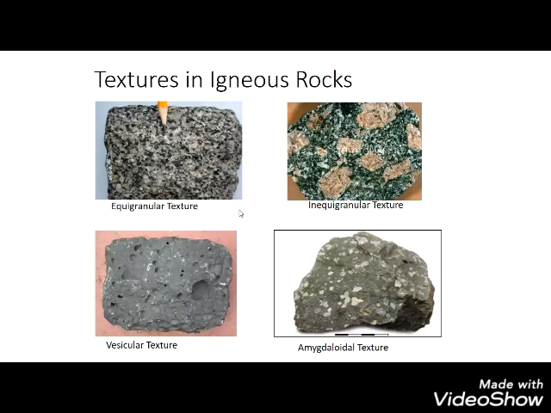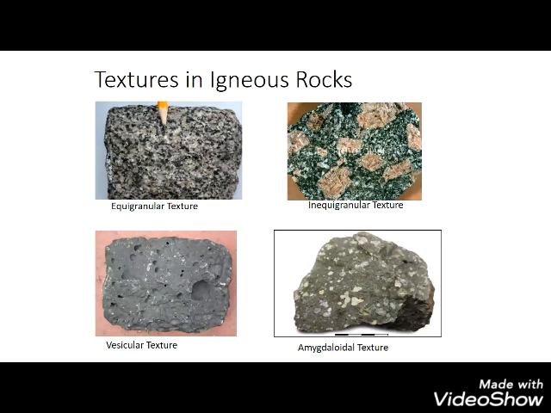The presence of equal grains is called equigranular texture. If grain size is unequal, then it is inequigranular. If it is very, very fine grained, for the escape of gases, it may create some holes which are called vesicles. So it is called the vesicular texture. And if these holes are filled up with secondary minerals like quartz, zeolite, etc., then it is called amygdaloidal texture. So these are the four important textures which you have to keep in mind for identification of igneous rocks.